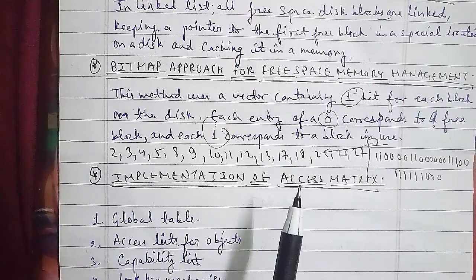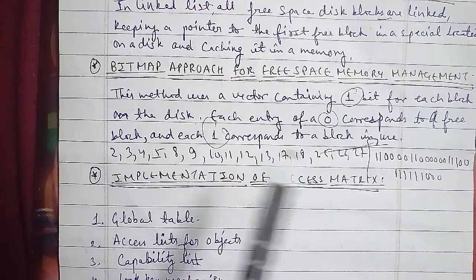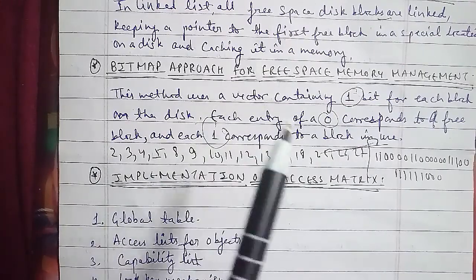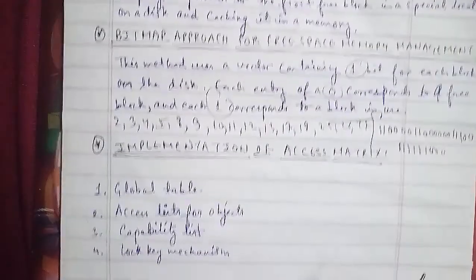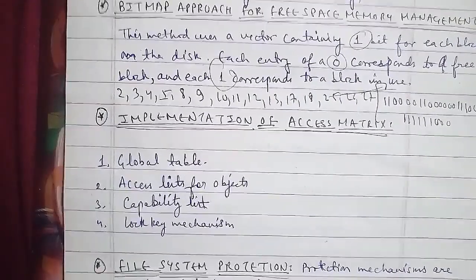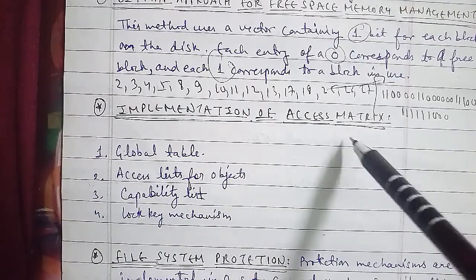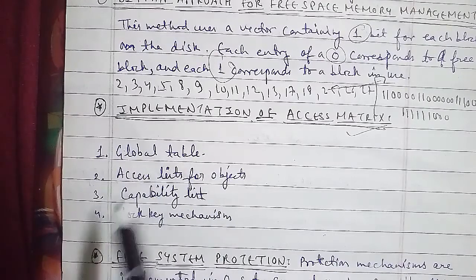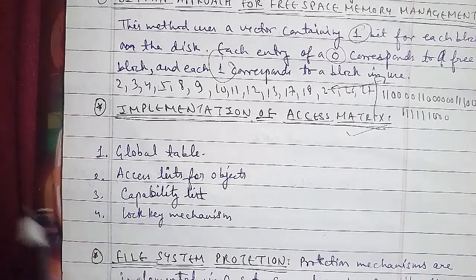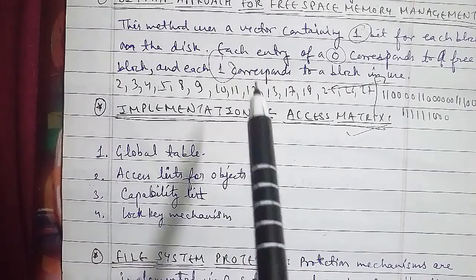Now with regard to this, we'll move ahead with another topic, and that is the implementation of access matrix. Access matrix का कैसे implementation होता है? With regard to the access matrix information, this is the protection mechanism, where the access control matrix is implemented by using 4 different methods, and these 4 different methods are global table, access list for the object, capability list, and the lock key mechanism.